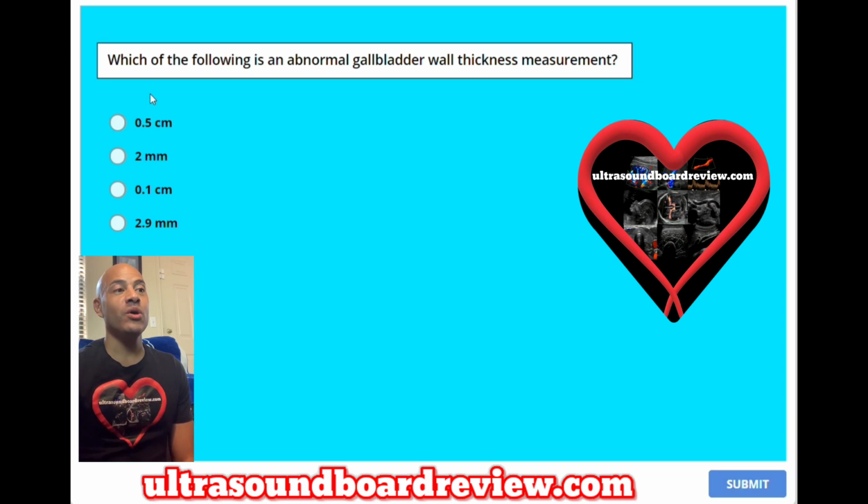Bonus question number 10. Which of the following is an abnormal gallbladder wall thickness measurement? A, 0.5 centimeters, B, 2 millimeters, C, 0.1 centimeter, or D, 2.9 millimeters? The answer is A, 0.5 centimeters or 5 millimeters.